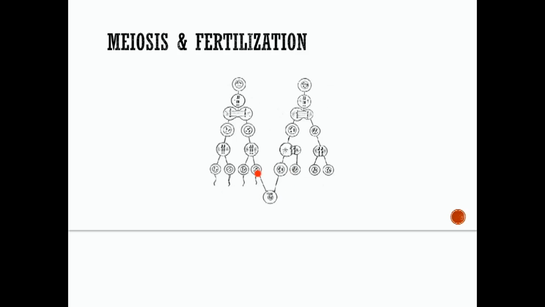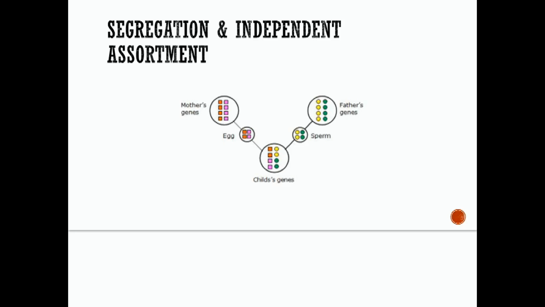In the final step of the diagram, when a haploid sperm combines with a haploid egg cell, fertilization occurs, and a diploid offspring is formed. Now this diploid offspring contains a full set of genetic information: 23 chromosomes from the sperm, 23 chromosomes from the egg, adds up to 46 chromosomes. Meiosis increases genetic variation through segregation and independent assortment of genes.